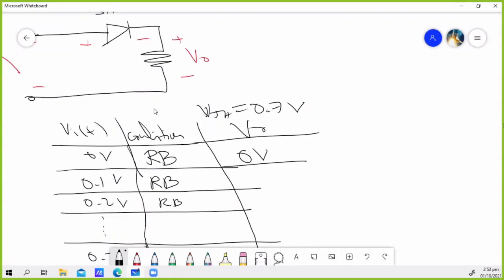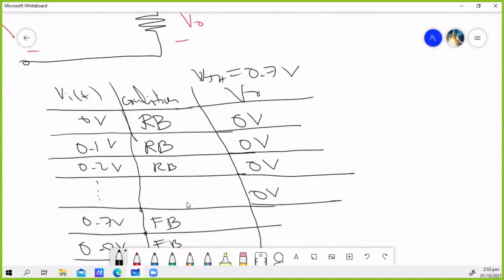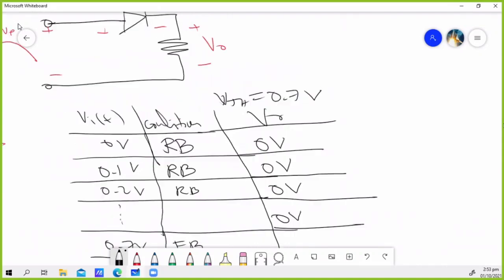How about 0.1? When our input increased to 0.1, it is still reverse bias. If reverse bias, then it is still 0 volts because there is no path for current. The same with 0.2. Okay? So on and so forth until we reach 0.7. The question is, what will be the output voltage? Okay, let's go back to our diagram. Your input is 0.7.